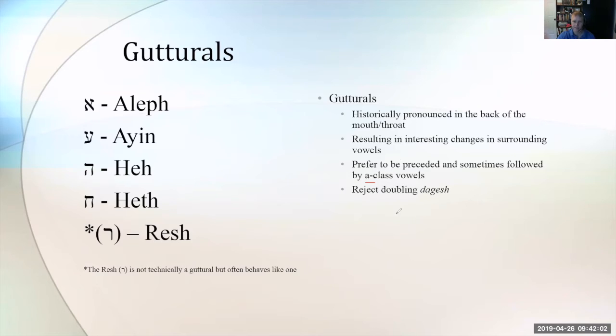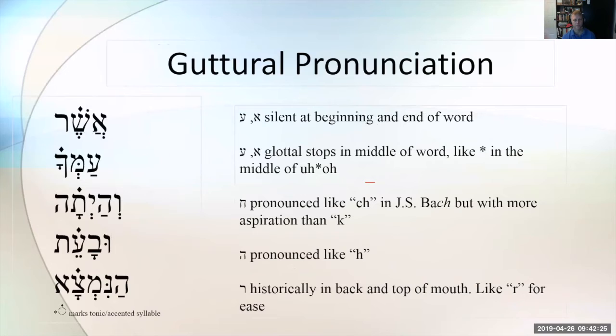And then lastly, they reject the dagesh. We're going to talk about this. There is a way to double the letter without writing two of them, and that is you put a dot in the middle of it. And these will not allow that. They will not be doubled.